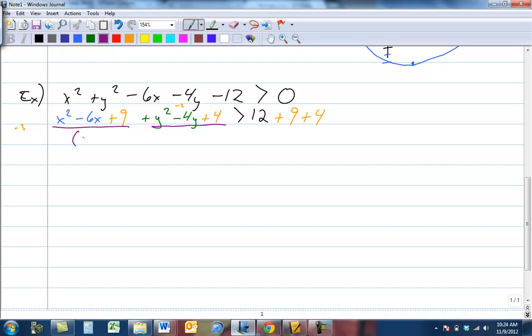This is going to factor to (x minus 3) quantity squared plus, and factor the y's, (y minus 2) quantity squared is greater than 12 plus 9 is 21 plus 4 is 25. So here's our answer in graphing form. All right, and our center is going to be at the point 3, 2, and the radius is 5.